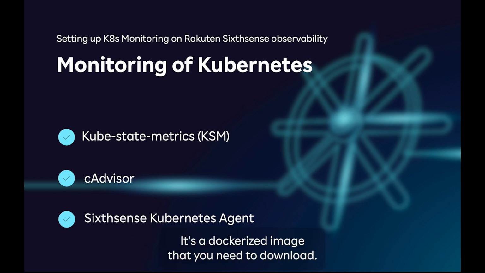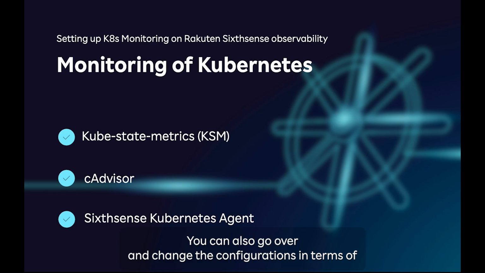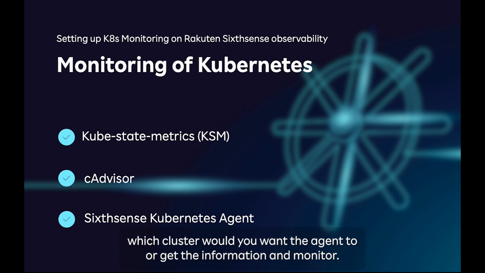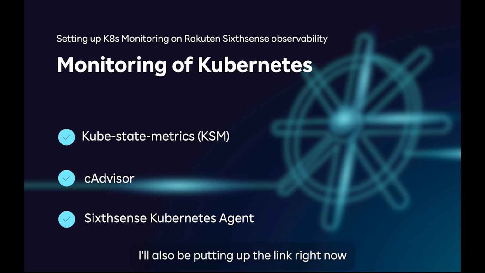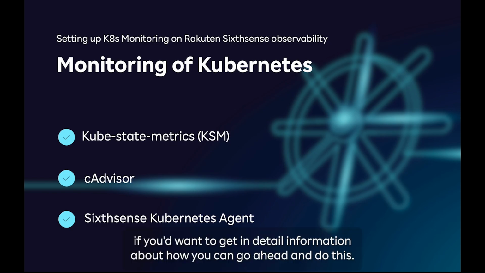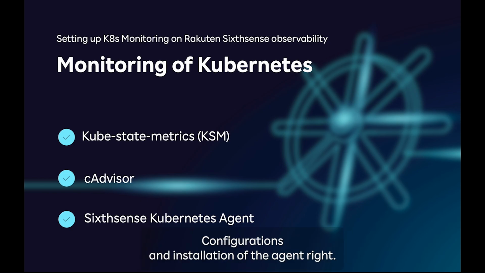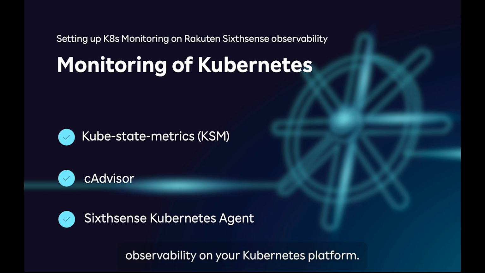In terms of the agent deployment, again, it's very simple. It's a Dockerized image that you need to download. There are preset configurations that are available. You can also go over and change the configurations in terms of which cluster you would want the agent to get the information from and monitor. So all of those configurations also can be done. I'll also be putting up the link right now if you'd want detailed information about how you can do these configurations and the installation of the agent, right? So that's for setting up Rakuten SixthSense observability on your Kubernetes platform.